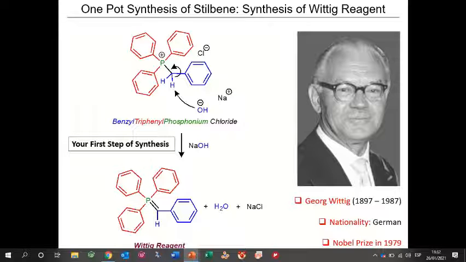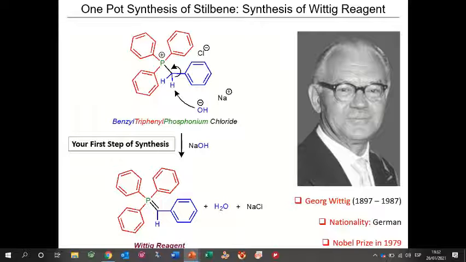If you go to the left here, you can see a very important scientist, which is Georg Wittig. He was a German who won the Nobel Prize in 1979, and he developed the one-pot synthesis of stilbene, which is named the Wittig reaction, using the Wittig reagent.